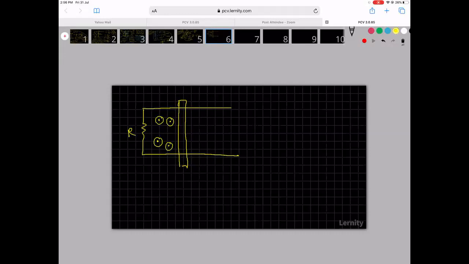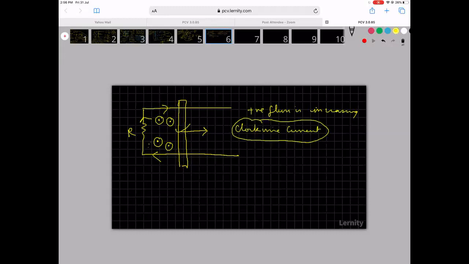Now suppose this is moved in this direction, then positive flux is increasing. So in this loop, the nature of the current should be such that it should decrease positive flux. So it will be a clockwise current. Now we know clockwise current will give rise to a south pole. Remember that loop, clockwise current.